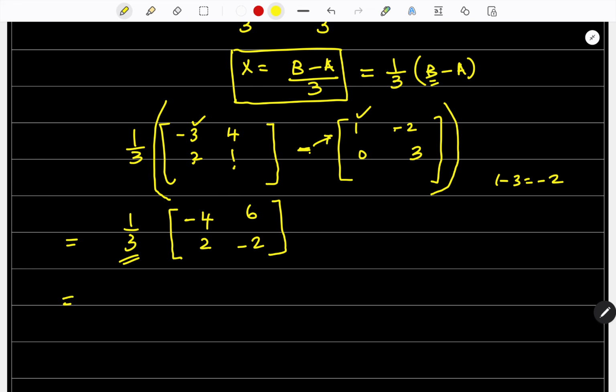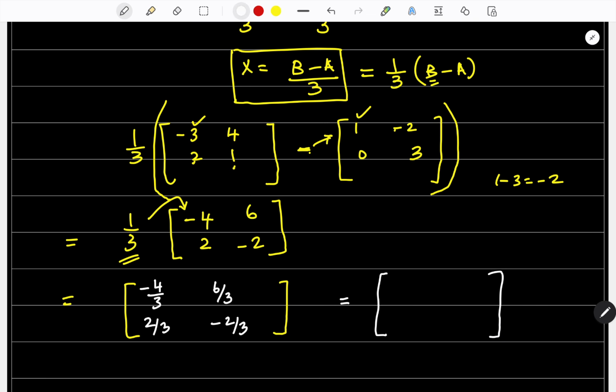After that, in algebra, what do we do? We keep the common factor outside. But in matrices, you should not keep it outside. You should take it inside. So let us open the matrix, right? And then we will write negative 4 over 3, 6 over 3, 2 over 3, and negative 2 over 3. So if anything is able to be simplified, simplify and then write it.